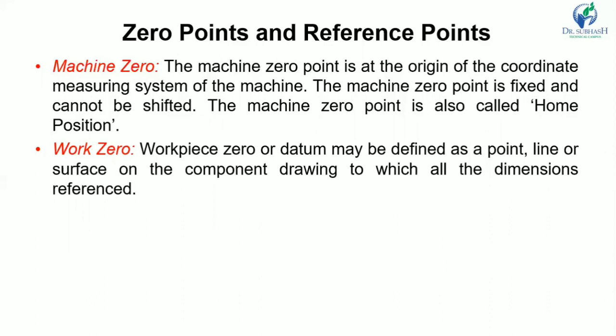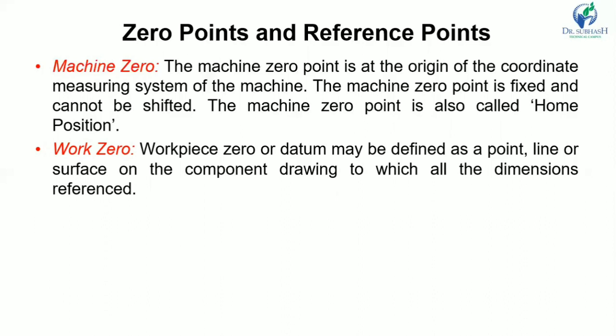So workpiece zero or the datum may be defined as a point, line or surface on the component drawing to which all the dimensions are referenced. For writing the part program, the programmer should know the relationship between the workpiece zero coordinate and the machine zero coordinate. Or in other words, all the coordinate values for slide movements have to be defined with reference to the machine zero. So this complicates the part programmer's job.